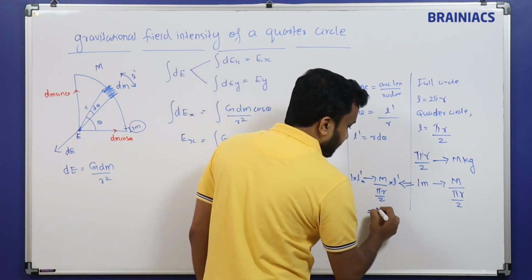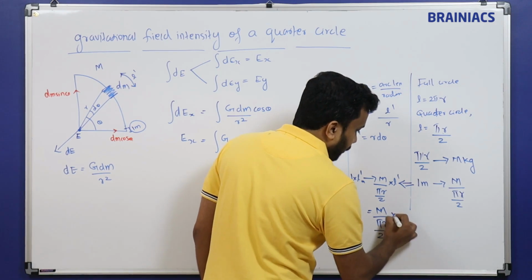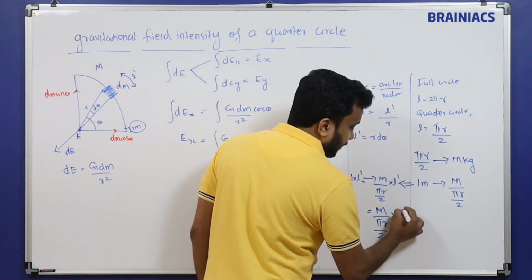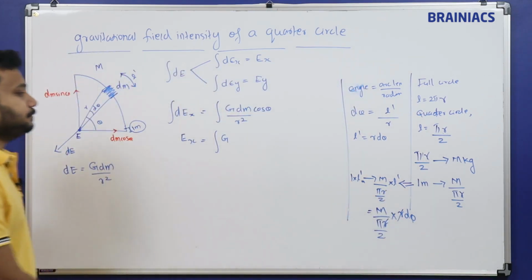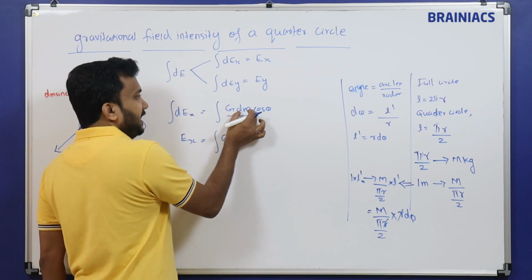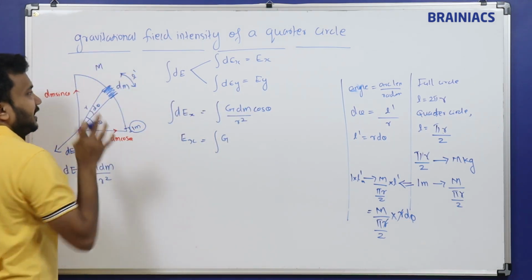Mass will be there. What is L dash? L dash is r d theta. R and r will get cancelled, and 2m by pi will come. We will substitute here: dm is the mass of this piece, and its length is L dash.